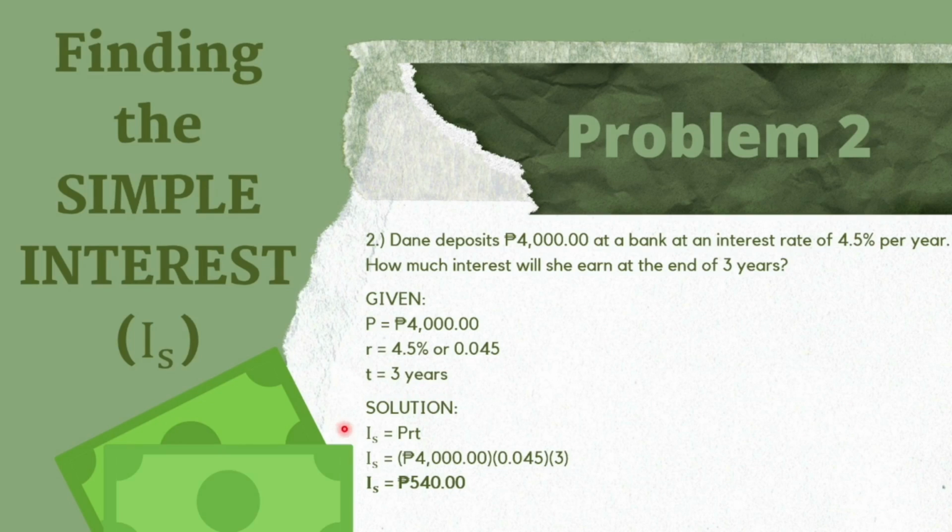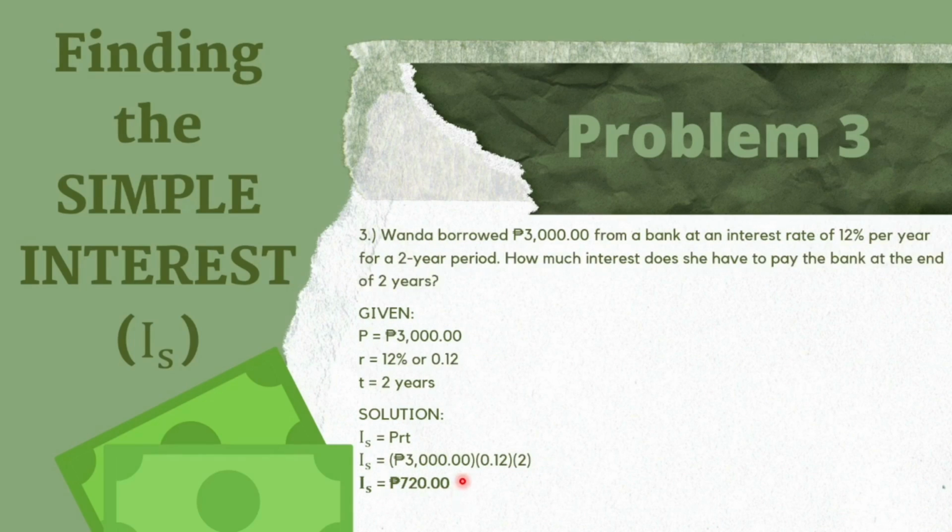So now let's solve. The solution, once again: simple interest is equal to the product of principal, rate, and time. So substitute it with the correct values from the given. We have here the principal, which is 4,000, times the rate of 0.045, times the time of 3. Once you plug that in and calculate it, you will get an answer of 540. So that's the correct answer for example number 2. Don't forget the peso sign once again.